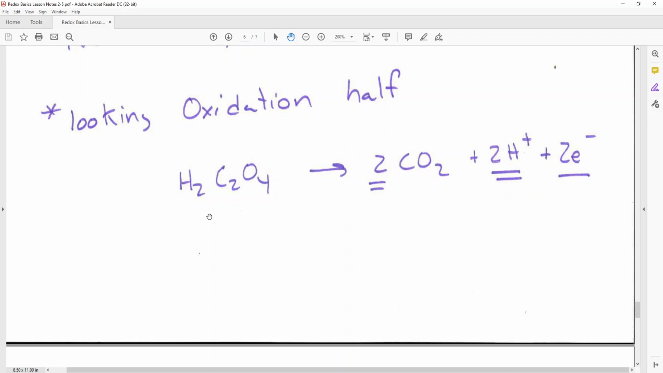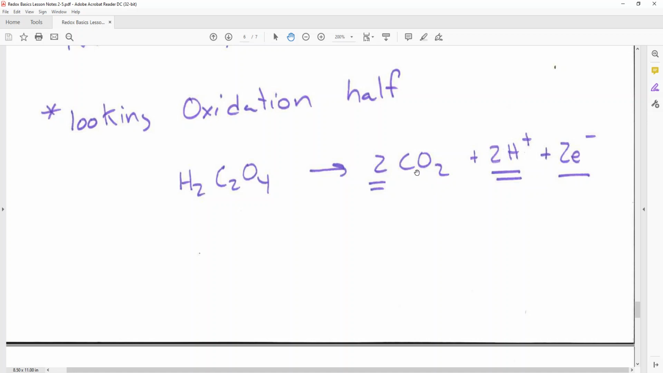Now we balance any hydrogen by adding H+. So we have 2 H's, so I needed to add 2 H+. So all the matter is balanced. The hydrogen's balanced, the carbon's balanced, the oxygen's balanced. But now we need to balance the charge, and we do that by adding electrons. And a thing to remember is if you know that this is an oxidation half reaction, you should be expecting to put electrons on this side because oxidation produces electrons, okay?